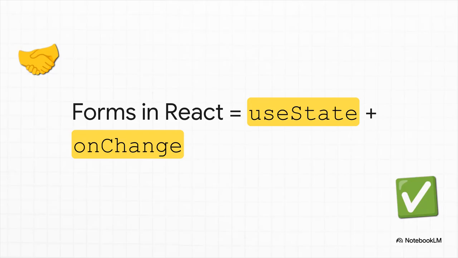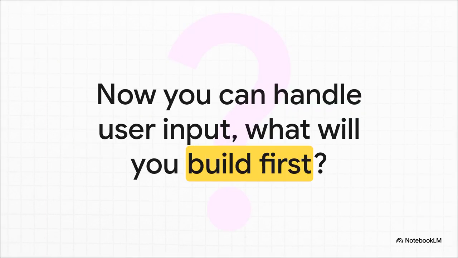If you walk away remembering just one thing, let it be this. When you think forms in React, your brain should immediately think useState plus onChange. It's that beautiful partnership. State holds the data, and onChange updates it. Simple as that. So there you have it. That's the blueprint for one of the most essential tasks in all of web development. You've got the pattern, you've got the superpower, so the only real question left is what's the first thing you're going to build with it?